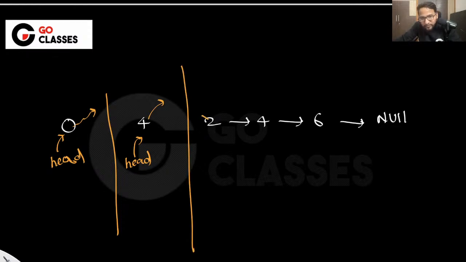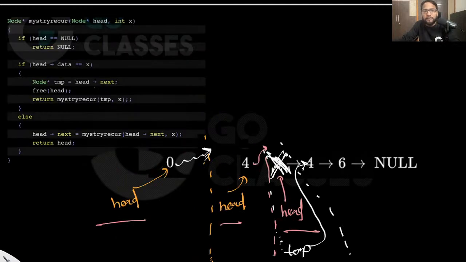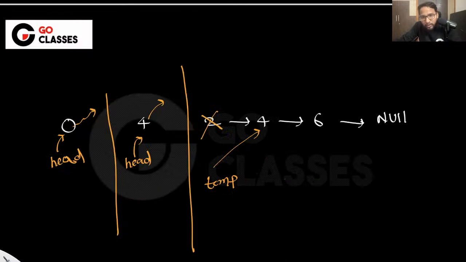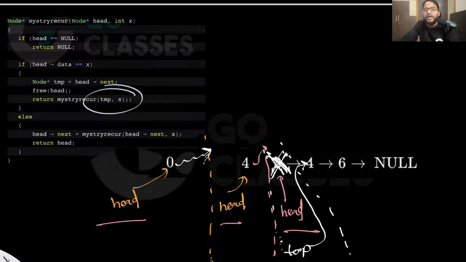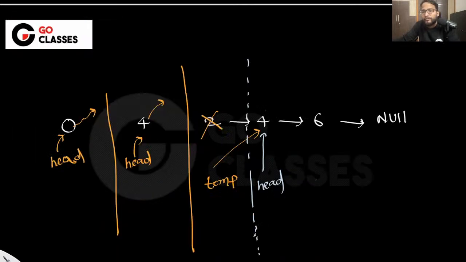Now I came here. I said, let's free this out. Temp is pointing here. Temp is pointing to head next, right? Whatever head next is pointing to. So temp equal to head next means temp is pointing to whatever head next is pointing to. And then I'm calling mystery with temp comma x, which means I'm now calling the recurrence on this 4, right? Now there is another recurrence where the head is pointing, because I'm calling another recurrence with temp, which is head next, which is pointed to 4, isn't it?